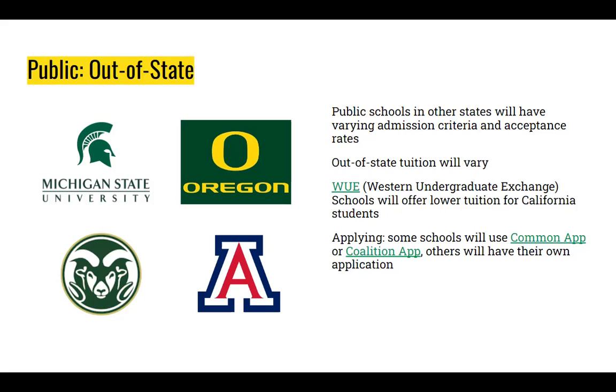However, a lot of the schools on the West Coast, Colorado, Arizona, Washington, even Hawaii, have something called WUE, the Western Undergraduate Exchange, that will bring that tuition down closer to the in-state tuition. And so sometimes students attend a school out of state for a similar price to a UC. They use either the Common App or the Coalition app. Some of them may have their own application as well.